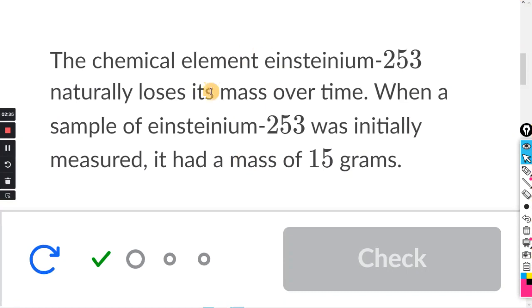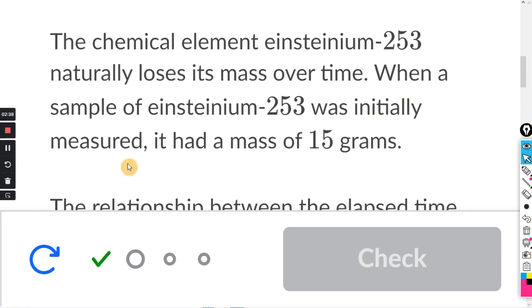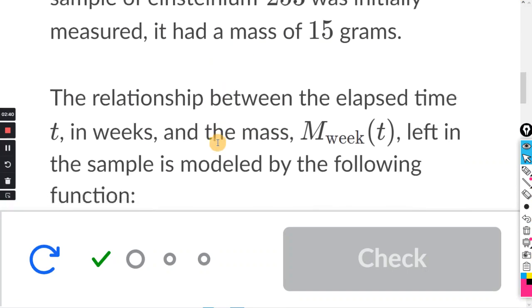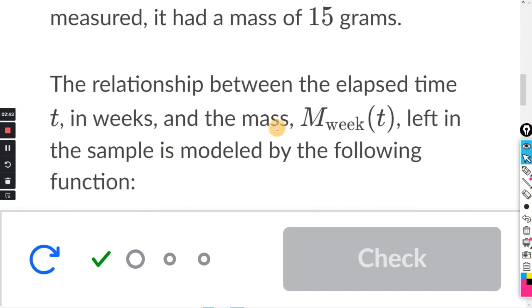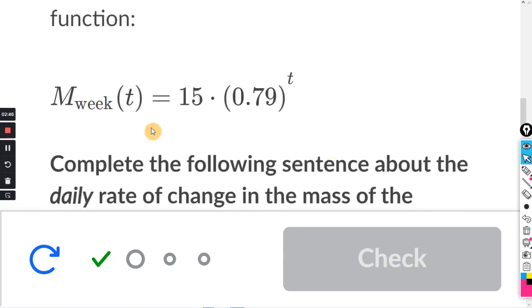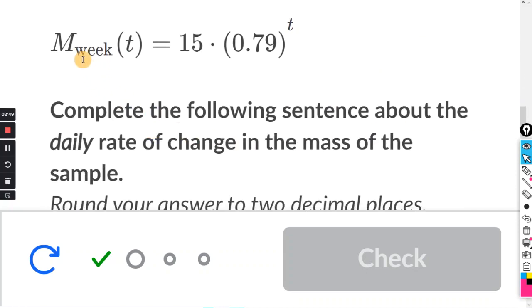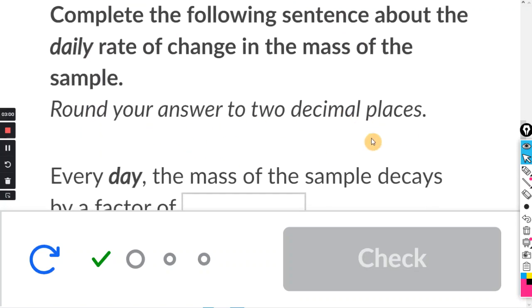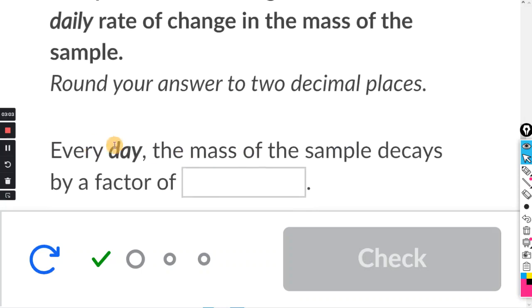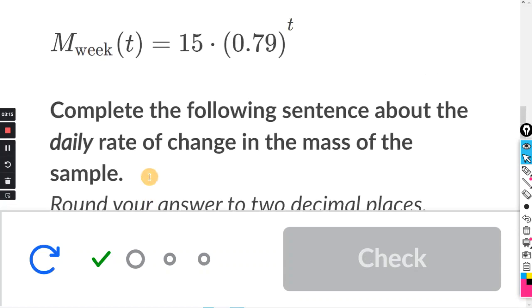These write-ups are confusing. I would just skim. Initial measure, mass is 15 grams. T is in weeks, M is the mass, and here is the function right here. It's convenient the way they wrote it because they wrote the units for T right here. T is in weeks. And they want to know, rounding to 2 decimal places, each day the mass of the sample decays by a factor of blank. Again, factor of, multiple of, same thing, but we're looking for every day instead of every week.